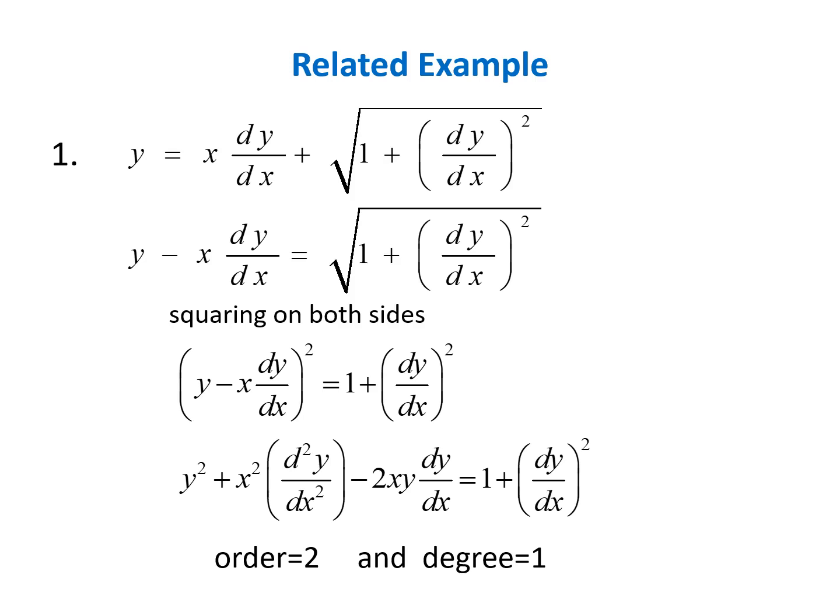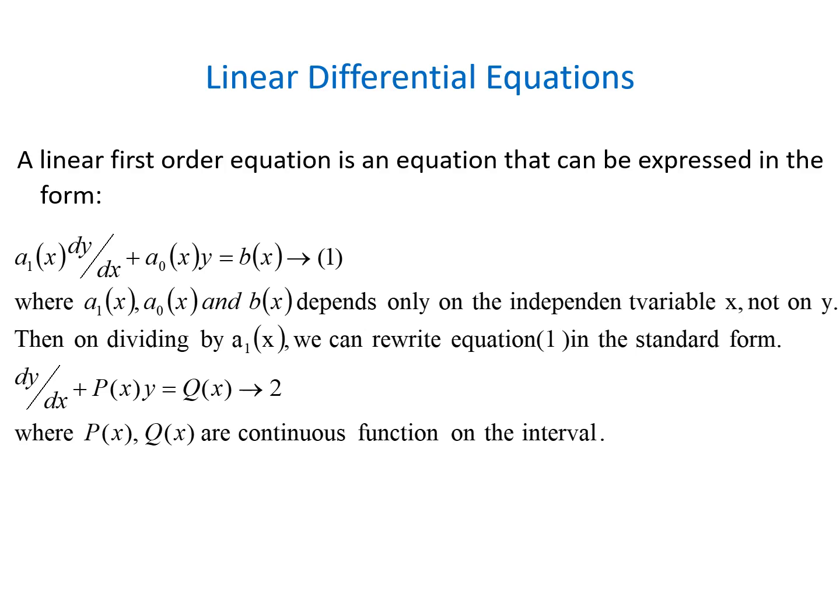Next, in order to simplify, squaring on both sides. y minus x into dy by dx whole square is equal to 1 plus dy by dx whole square. As we all know the formula of a minus b whole square, right? a square plus b square minus 2ab. a square is y square, b square is x square into dy by dx whole square, minus 2ab. 2 into a into b is y into x into dy by dx, which is equal to 1 plus dy by dx whole square. So looking at this equation, we clearly say that the order is 1 and the degree is 2.